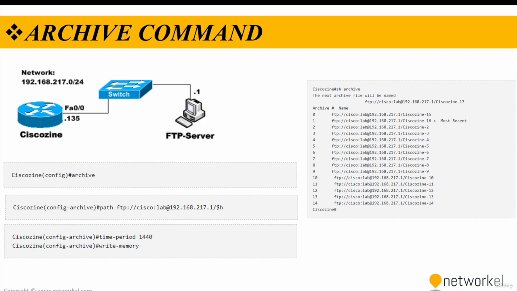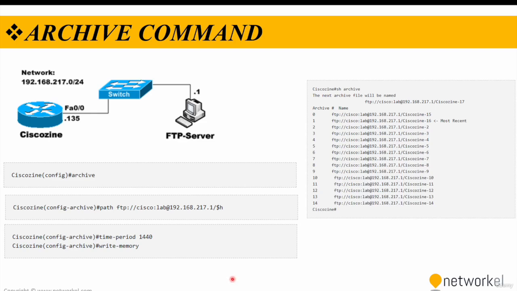And the last command we will talk about is the archive command. The archive command is used to manage and automate the backup of configuration files, including creating and maintaining backup copies of the running configuration or startup configuration. This feature provides a more streamlined and automated approach to configuration backups compared to manual methods. You can define the location where the configuration files will be stored, such as a TFTP, FTP or SCP server.